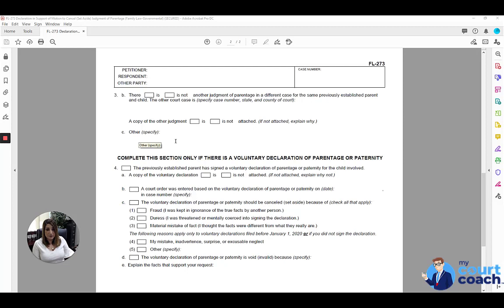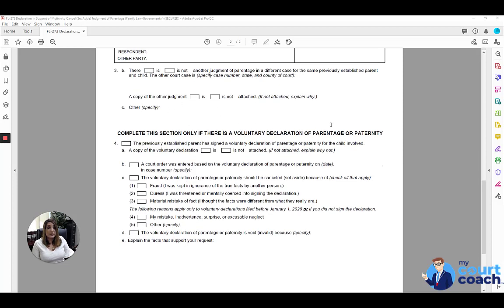Section 3C. If there has been a voluntary declaration of parentage or paternity, then you would want to complete this section below. Only if there is a voluntary declaration of parentage or paternity. If there is not, you can leave this section blank. So if there has been, then you would want to mark box 4. And then if you have a copy of that declaration, then you want to attach it to this. If not, explain why not.